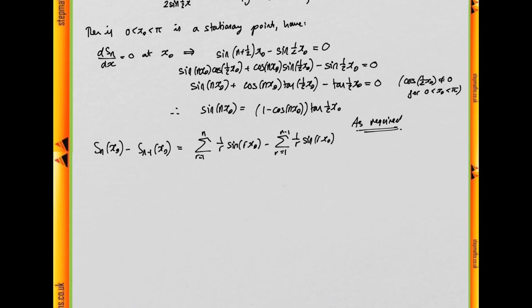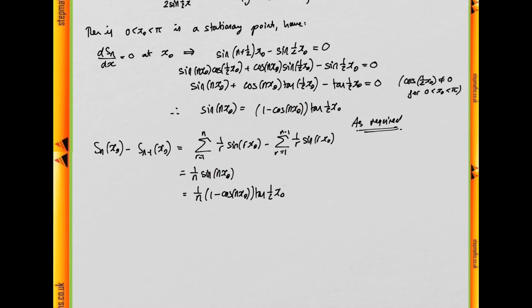So, if we substitute in their definitions for Sn of x0 and Sn minus 1 of x0, we have this. This may look intimidating, but notice that all the terms will cancel except for the very last term in Sn of x0. This just leaves us with 1 over n, sine of n x0. Now, we've just derived this equation here. So, since we've derived this, and we can't think of anything else to do here, this is probably the best course of action to take.